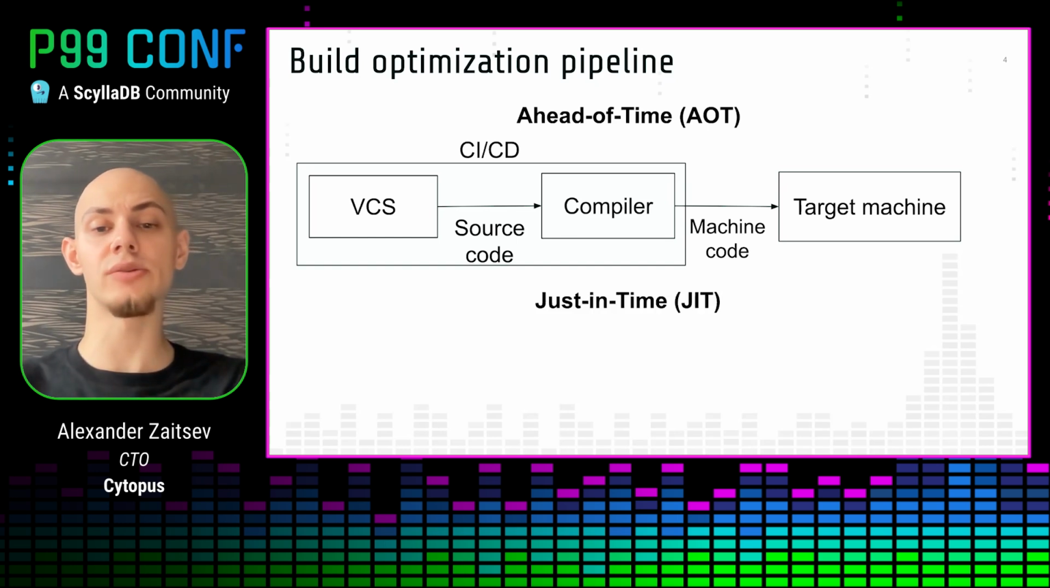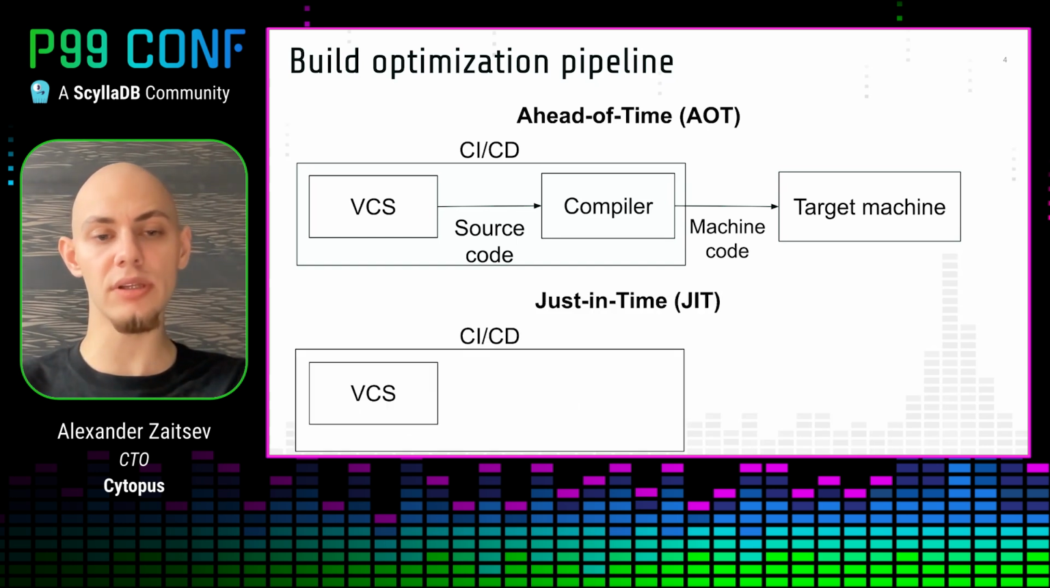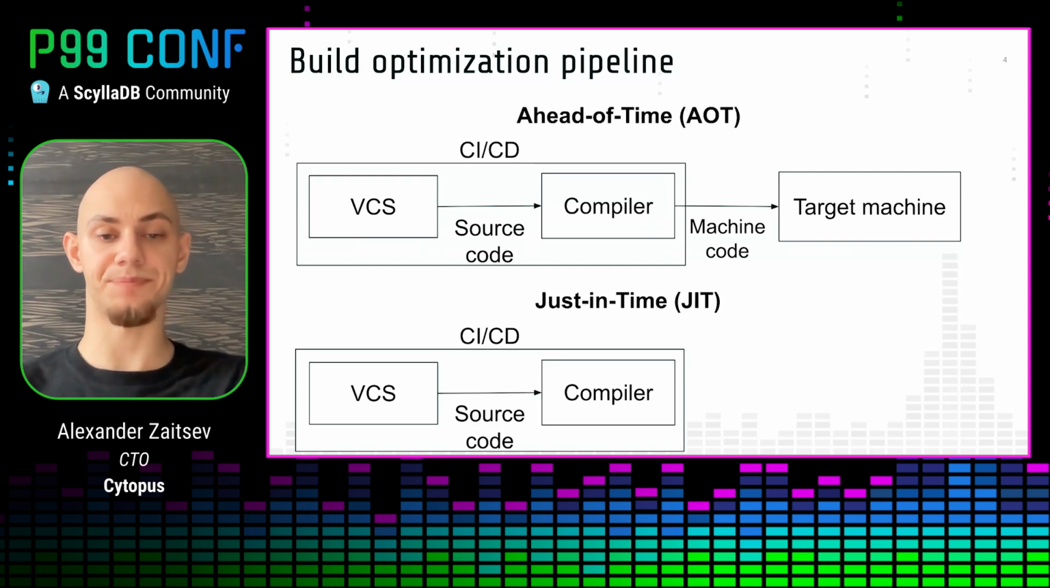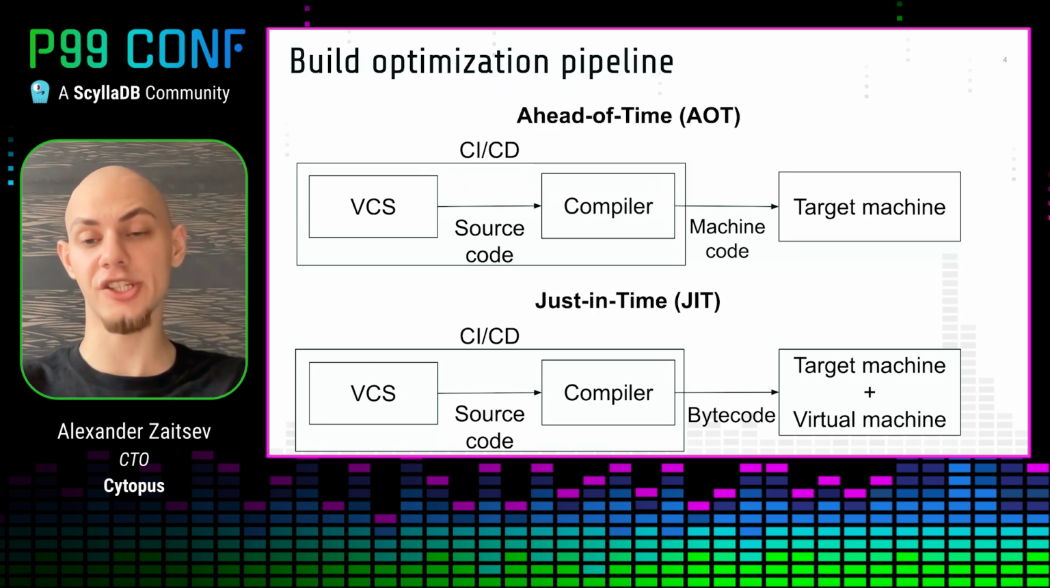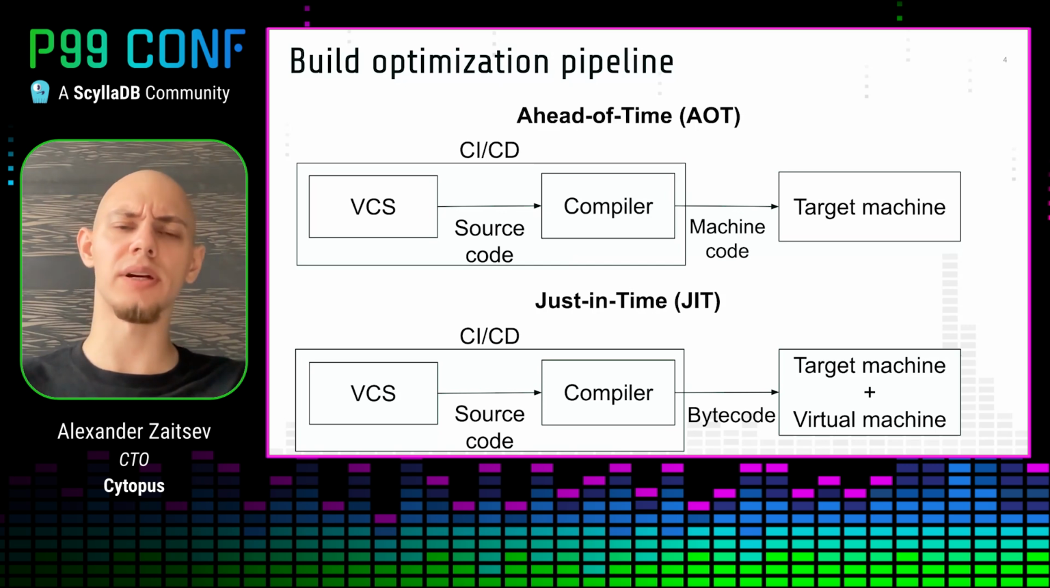Another option is to use a just-in-time compilation model, where we have the same CI/CD pipeline, the compiler, and as a result, instead of a machine code, we have some kind of bytecode that is delivered to a target machine, where it's executed in some kind of a virtual machine. So we're not going to talk about interpreters because they are not so efficient and performant for this conference.